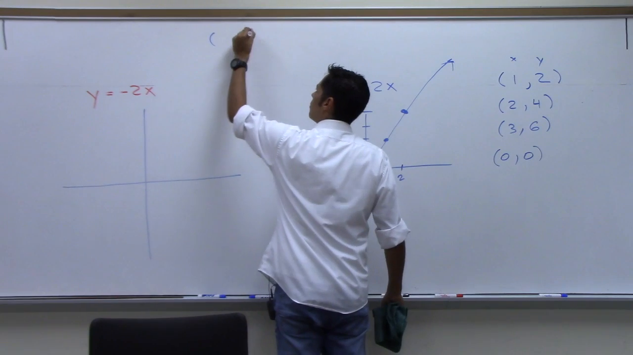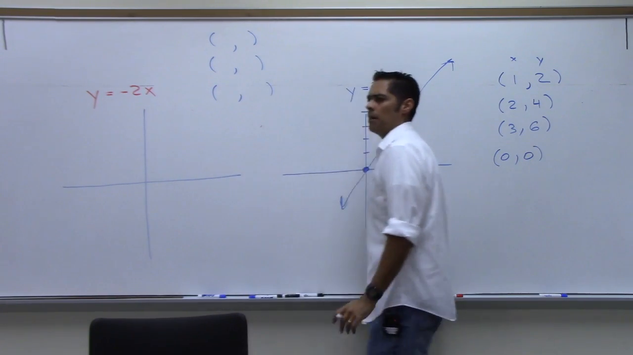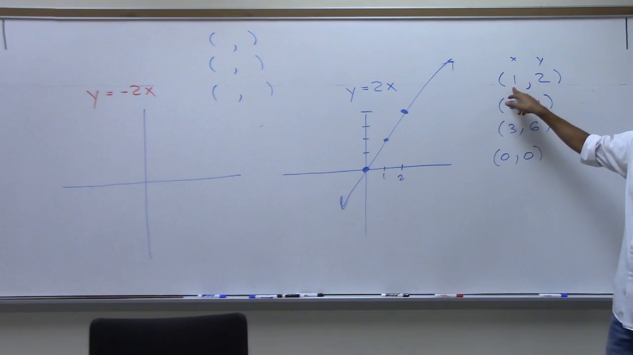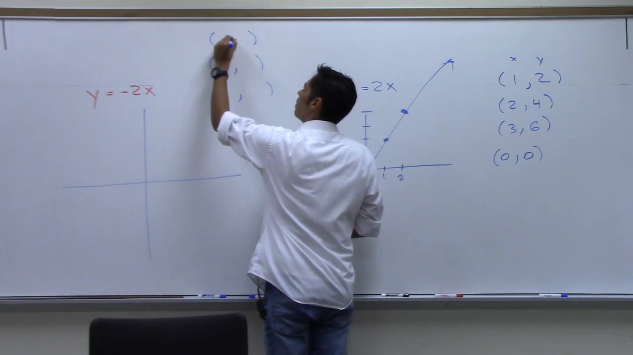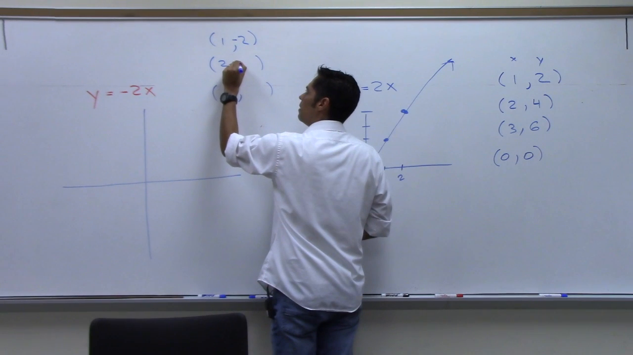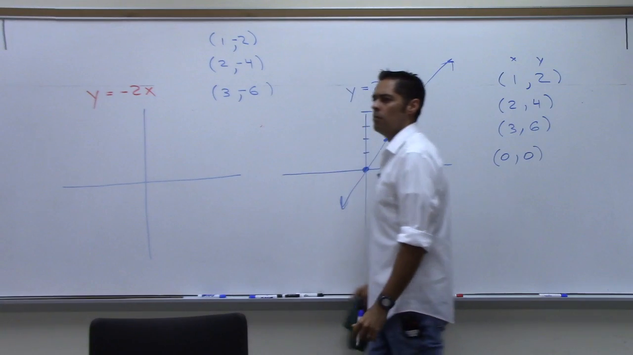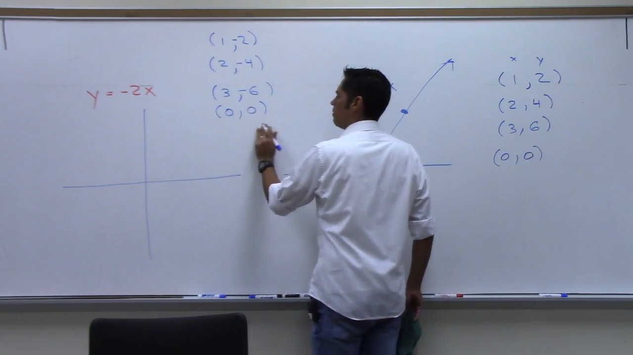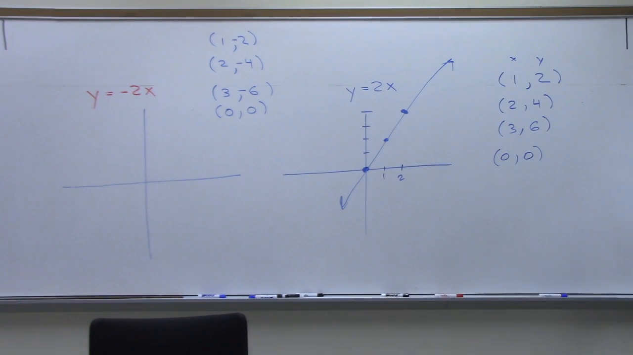Yeah, give me some values that would work here. So let's just try, what would happen if you plug in 1 for x? You get negative 2 for y, right? If you plug in 2 for x, you get negative 4. If I plug in 3 for x, you get negative 6. What about if I plug in 0? Still get 0, right? Or do you get negative 0? Negative 0 is 0. 0 is not positive or negative. It's neither.